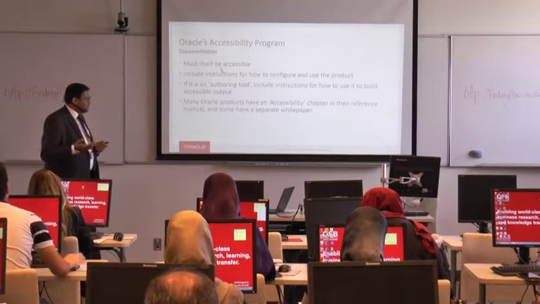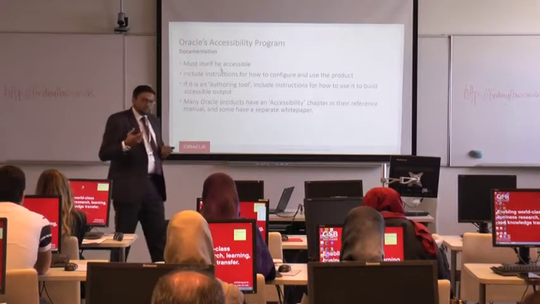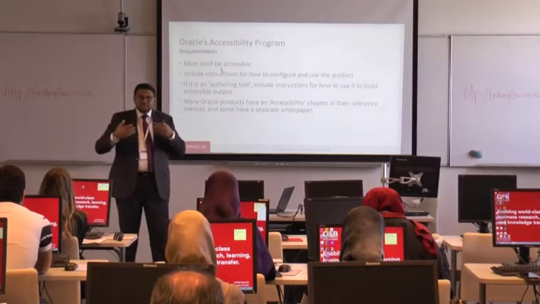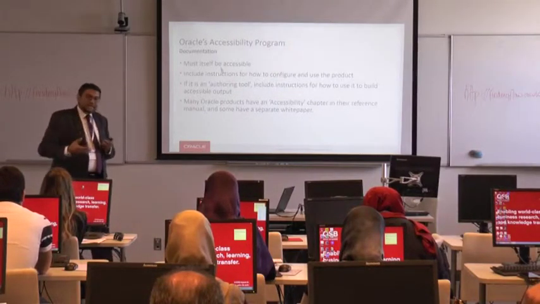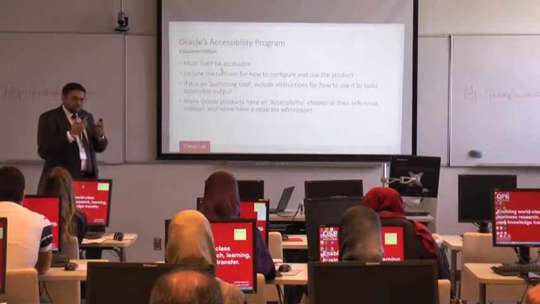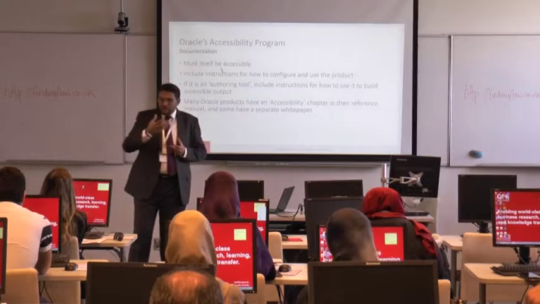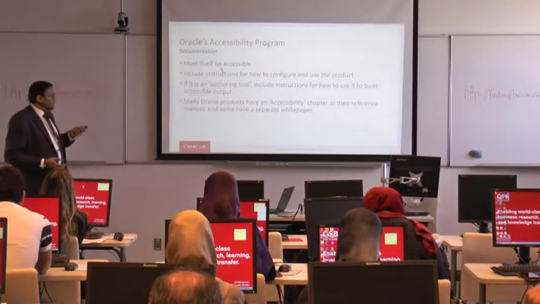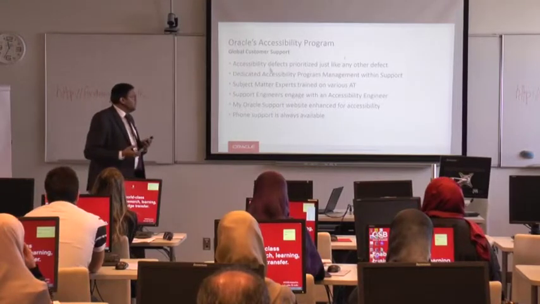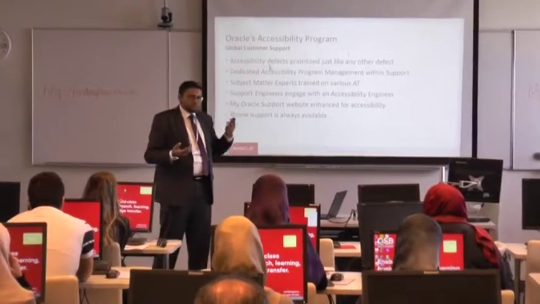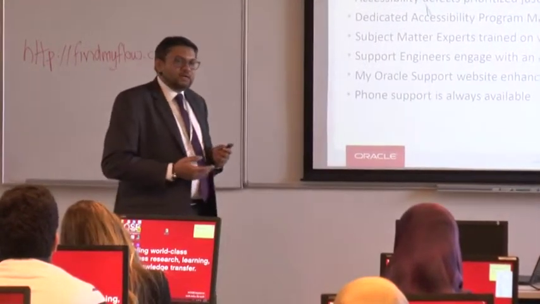It includes all the instructions to configure the products. Plus, if there is any authoring tool, like in Oracle we do have an authoring tool which we normally use to create custom content, custom user guides, even while creating your own content or user guides, the tool itself includes the instructions on how to use it and build your accessible user guide or content. So many Oracle products have accessibility chapters, references and manuals. If you need more information, you can visit our website, which I will post here. It's very simple: oracle.com/accessibility, where you get all the details on the products and the guidelines available.